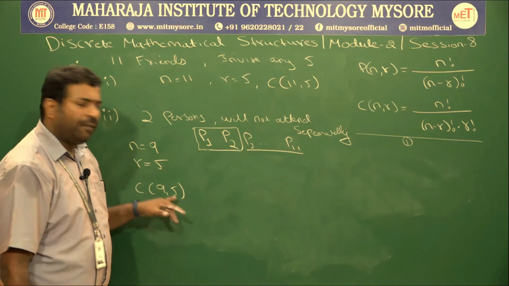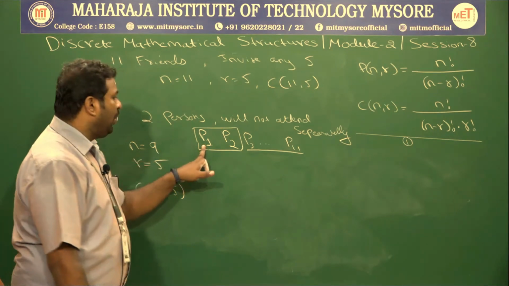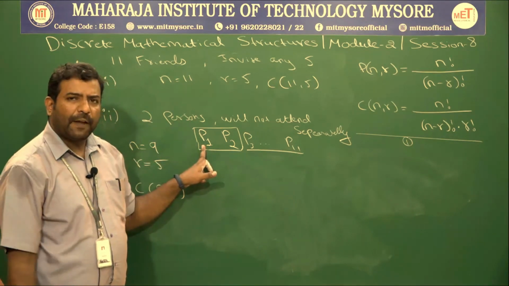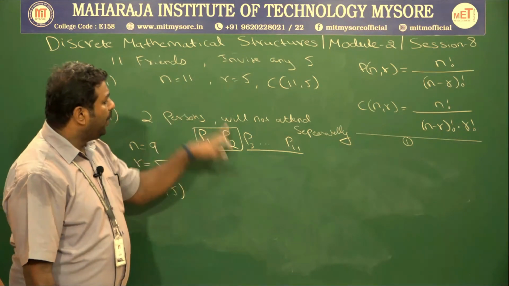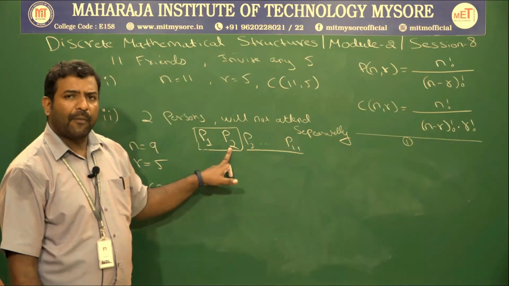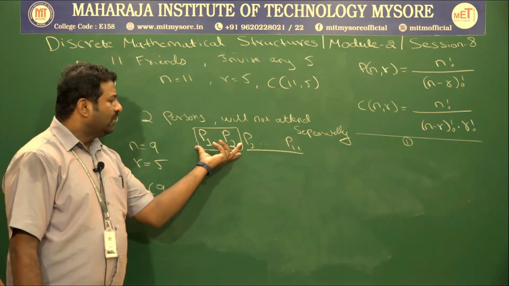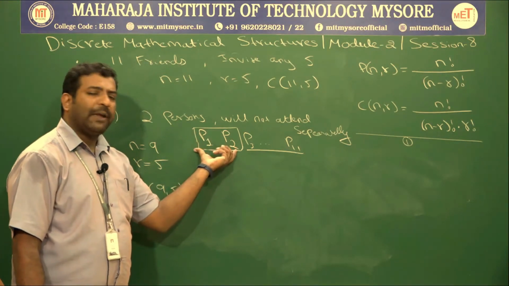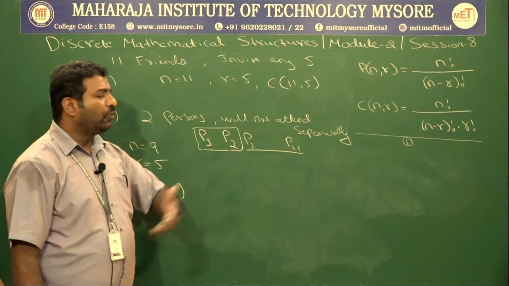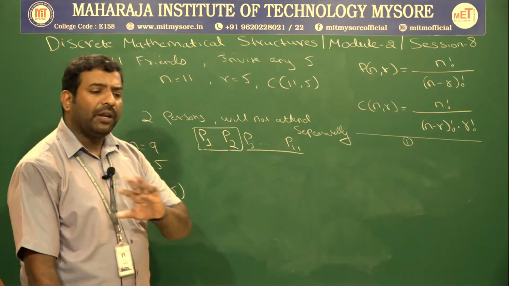Fine, this is fine. So now, if I am going to invite P1, P2 will also attend. If I am going to invite P2, P1 will also attend. Hence, if I say I am inviting anyone, my two choices are done. My two choices are already done.